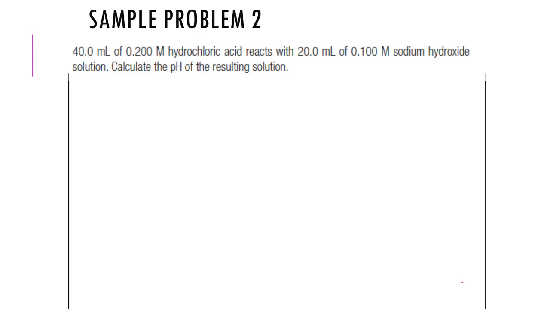Let's look at sample problem 2. This is looking at it a different way. In this case, we have 40 mL of 0.2 molar hydrochloric acid, and we're reacting it with 20 mL of 0.1 molar sodium hydroxide. We've been asked to calculate the pH. Here's the thing: this time round, we have a reaction occurring. Hopefully you can see that it is an acid and base neutralization reaction, and that reaction is HCl plus NaOH giving me a salt, which will be sodium chloride, and water.